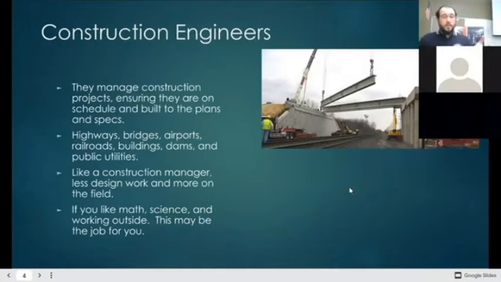So what I want to do is list off a lot of different careers, several career paths under civil engineering. And to be honest, if you like engineering and you like math and you like science, and you like to be outside, civil engineering is a really good fit for a lot of people, because you're going to be outside a lot depending on what you choose, especially construction engineers.